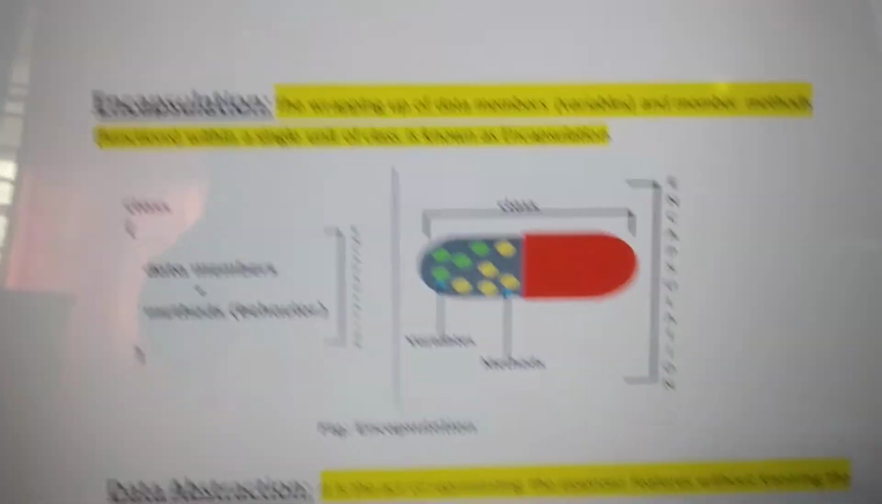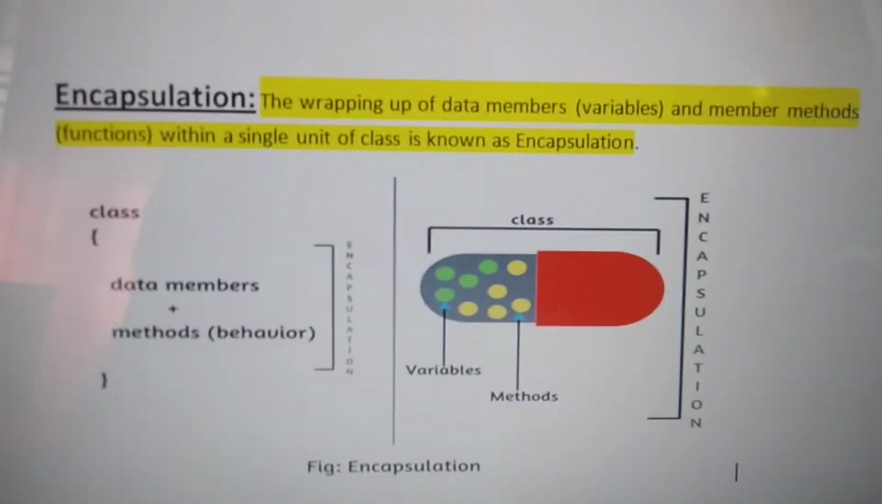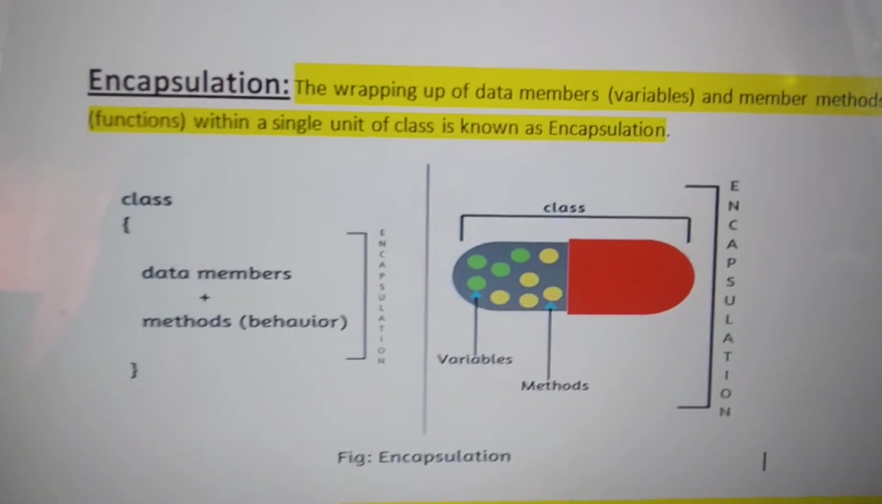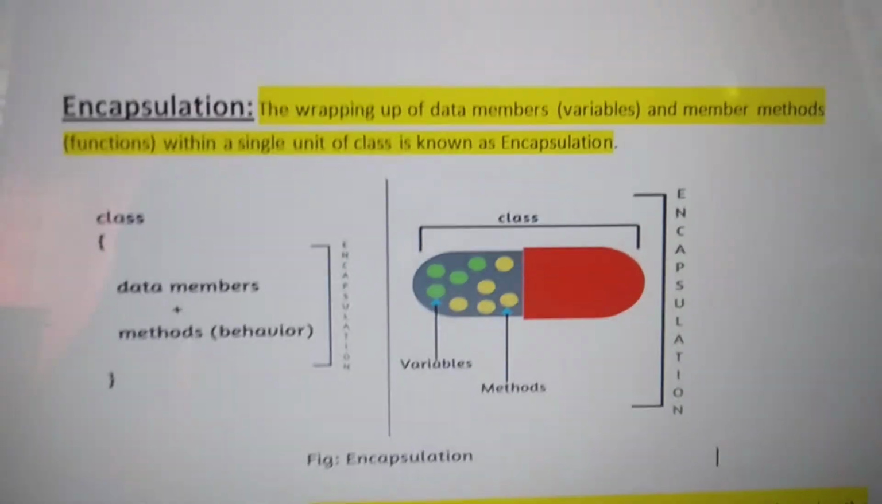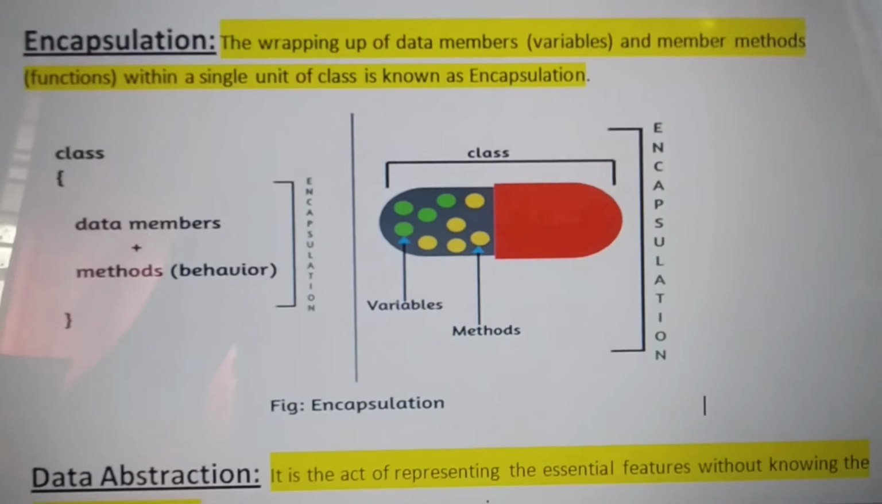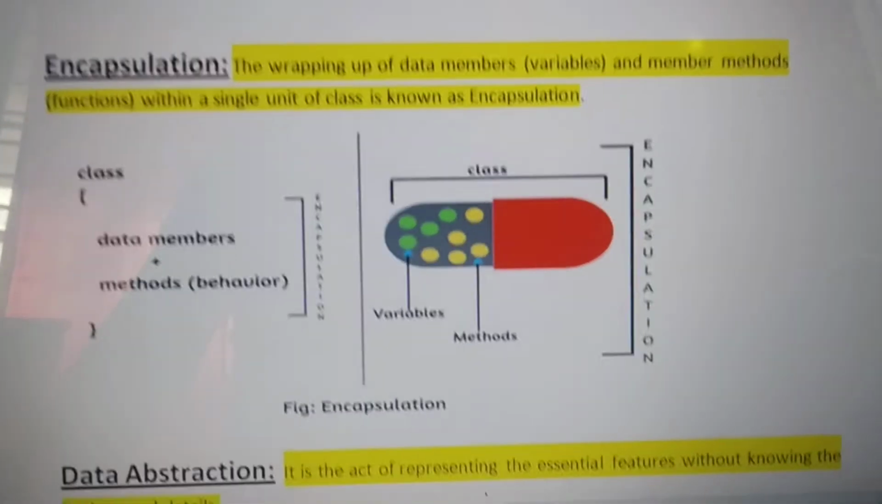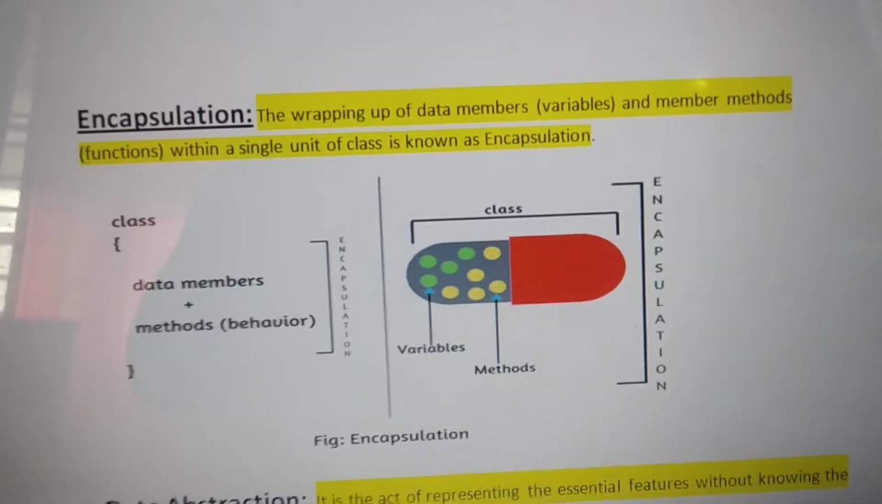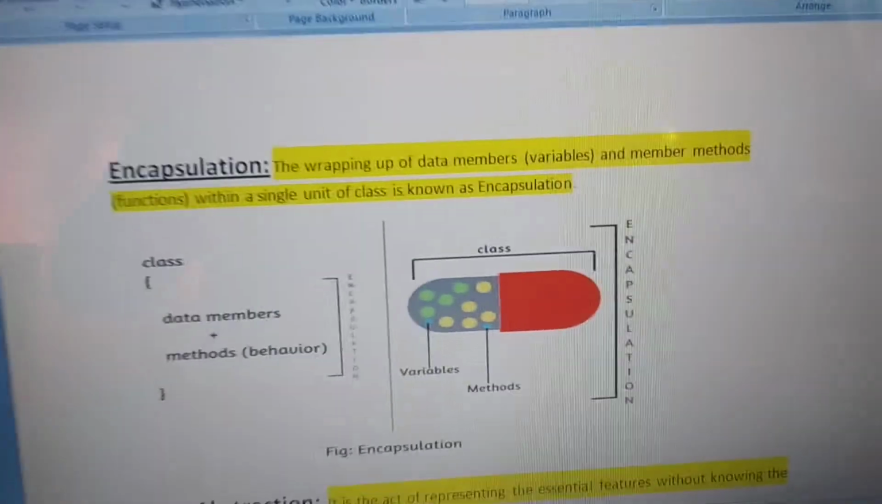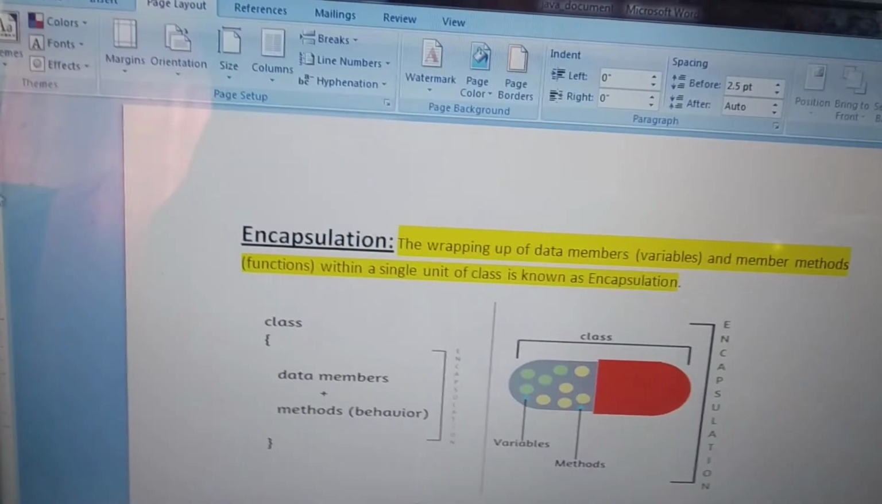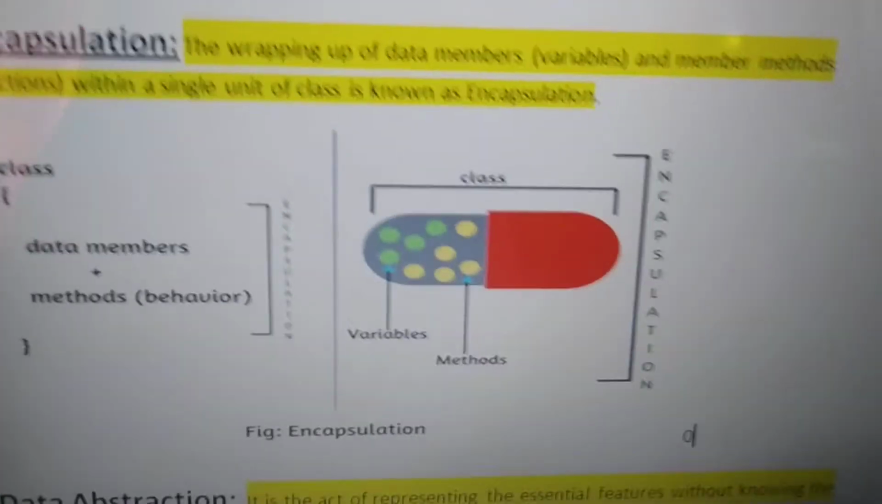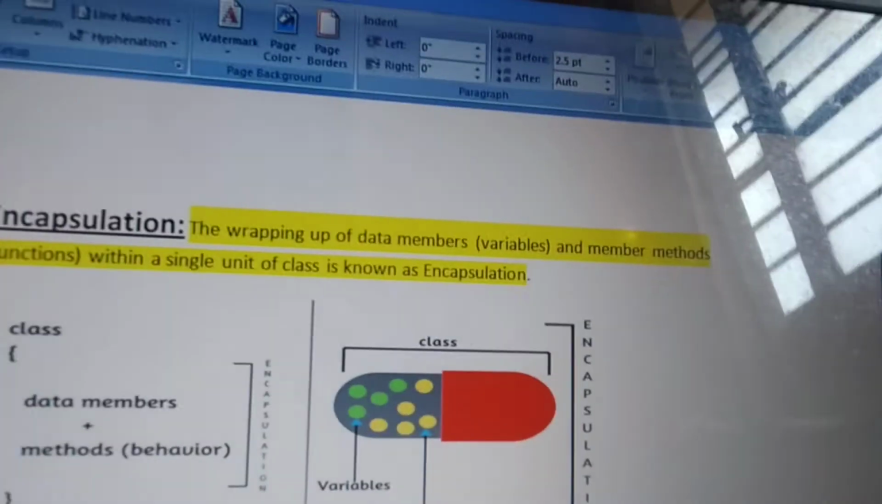Okay, let's move on to the next. Now we are going to discuss another important feature of object oriented programming, that is encapsulation. So what is encapsulation? Encapsulation is nothing, just see in this diagram. Before going through the definition, just a minute. See in this diagram.